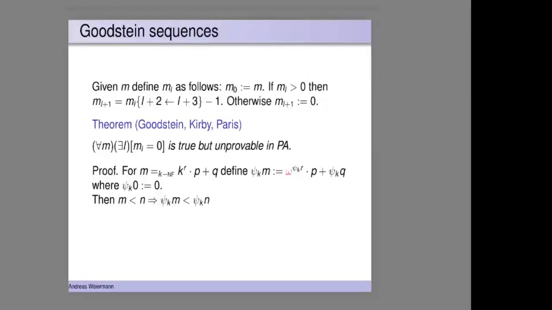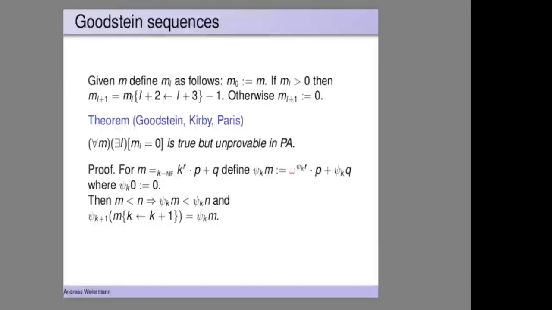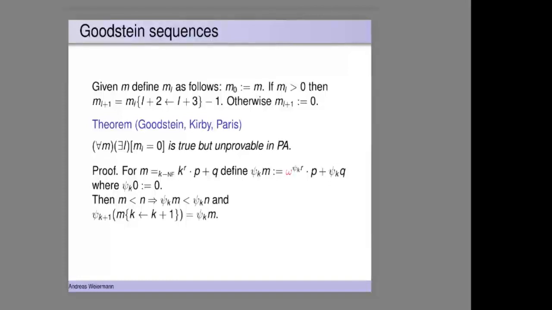Then one can show that pk is a strictly monotone function. Moreover, pk has the following property. If I first replace in m k by k plus 1, and afterwards replace k plus 1 by omega, then I can do it in one step, namely I can go to m and replace k directly by omega. Moreover, if m is in k normal form, then after changing k to omega, pk of m will be in Cantor normal form.